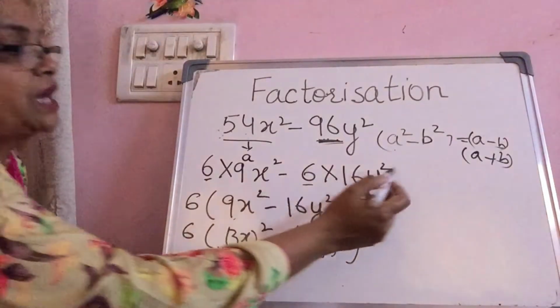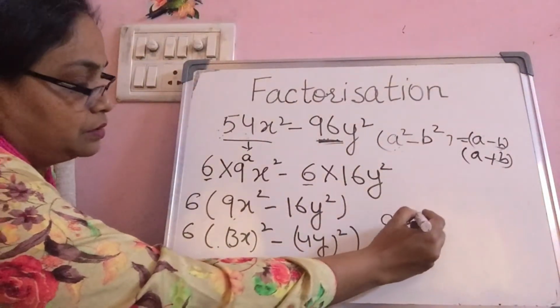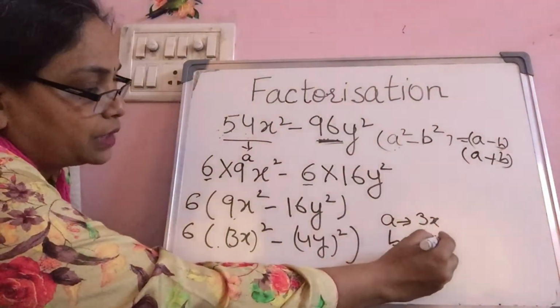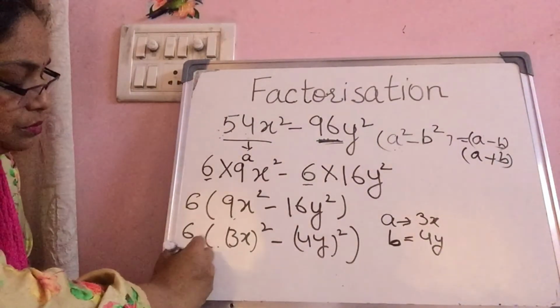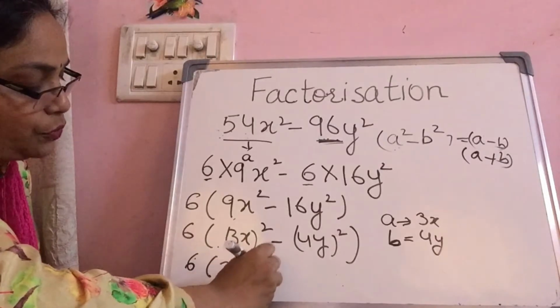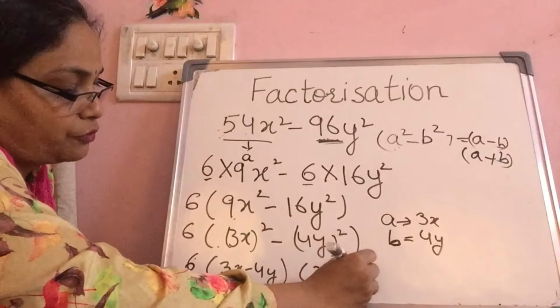Now you can use this identity. In place of a we have 3x and in place of b we have 4y. So we can have a as 3x minus 4y and 3x plus 4y.